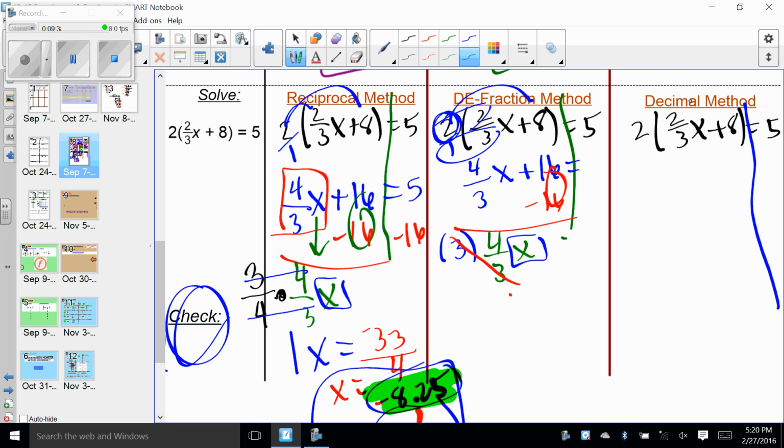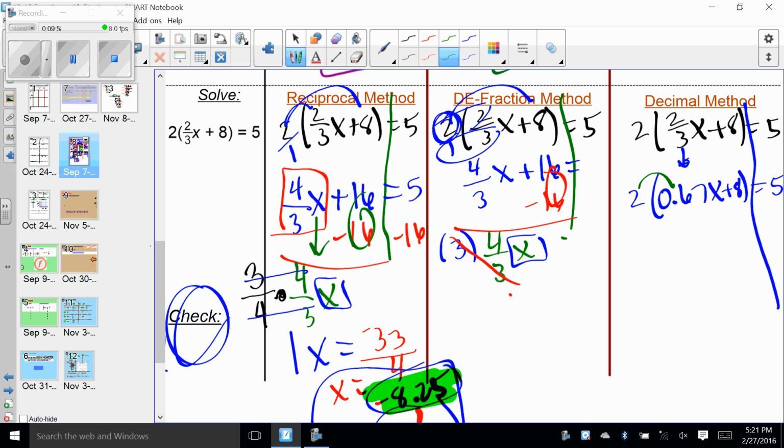We are going to distribute, but before we do that, I'm going to change this fraction into a decimal. So we have 2 on the outside, we have 0.67x on the inside, plus 8 still in that parenthesis equals 5. Now notice the parenthesis is still there because I haven't killed the parenthesis yet. I have not used the distributive property. All I did was turn the fraction into a decimal.